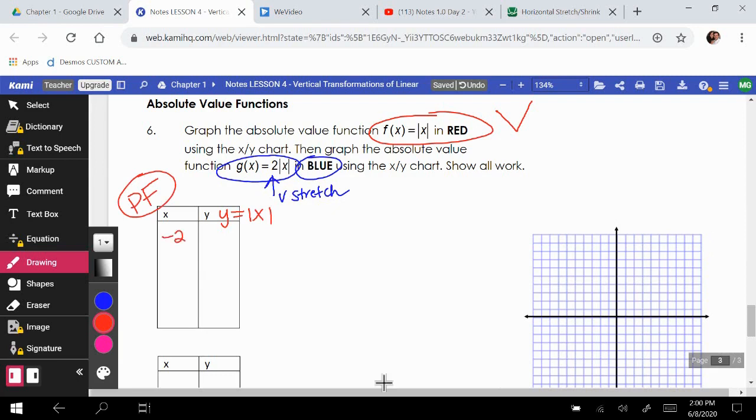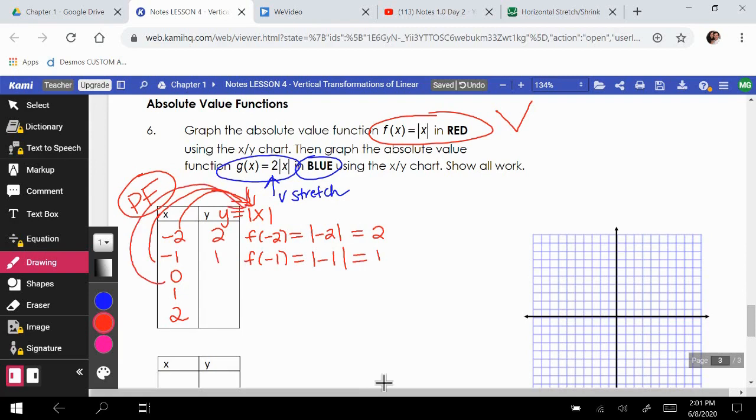So let's grab some points here. I'm going to just pick some negative x values, 0, and some positive x values. Okay, when you plug in -2 into the absolute value bars, what happens? It just becomes positive, right? If I plug in -1 into the absolute value of x, what happens? It just becomes +1. If I plug in 0, what happens? 0. If I plug in 1, what happens? 1. Plug in 2, I get 2.